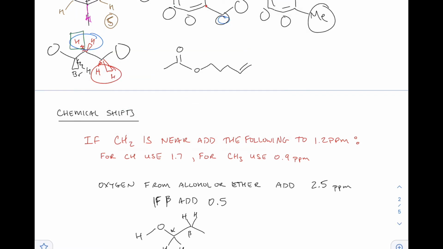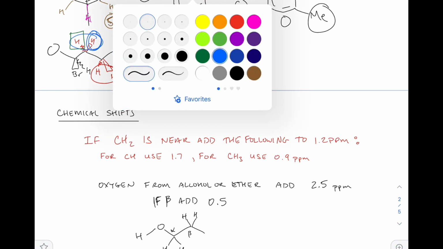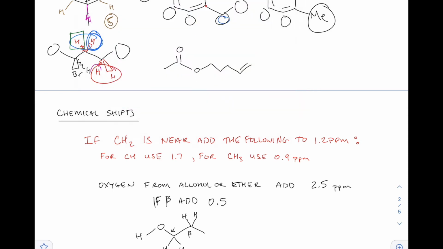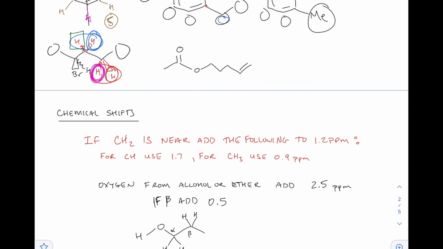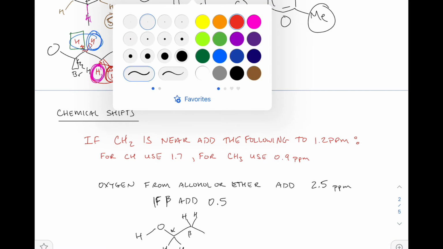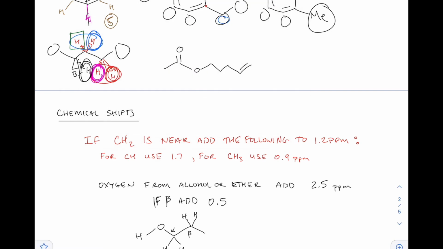So that's different than that. That's what makes it diastereotopic. And then this one is different than that one. So that's 1, 2, 3, 4, 5, 6, 7 proton resonances, right? Because there's this one right here that's hiding. Then there's these ones and this one.